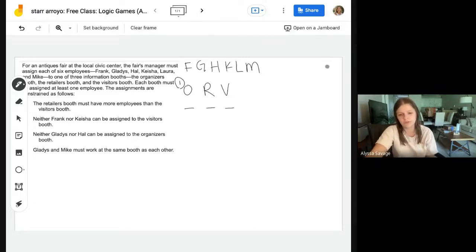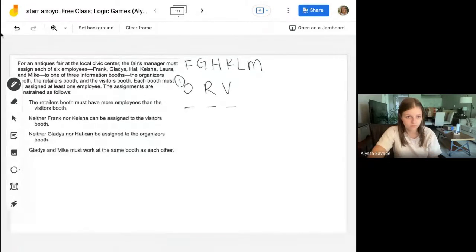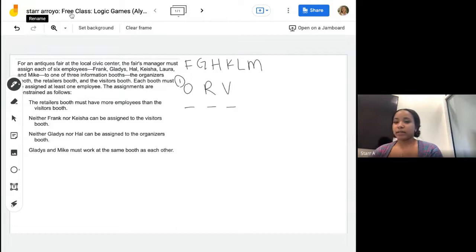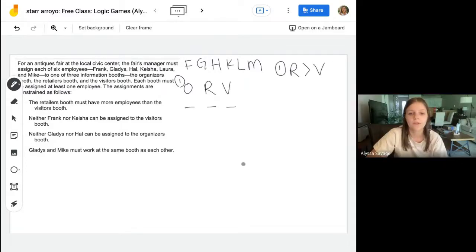What would you do for this rule? I would just write on the side, like retailers more than visitors. Cool. So yeah, we could do something like that.